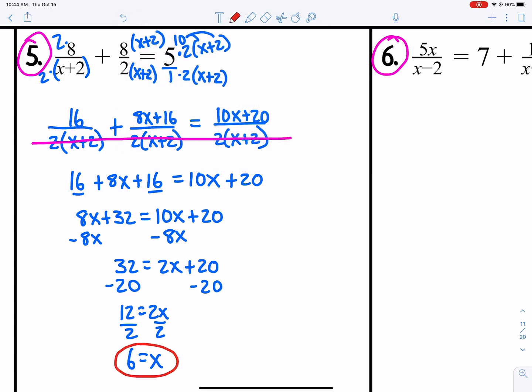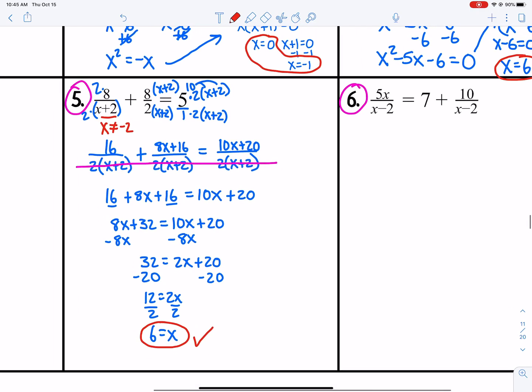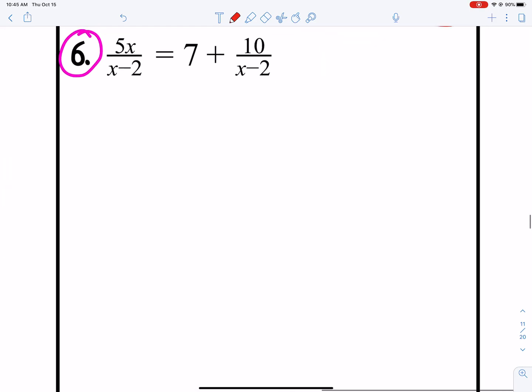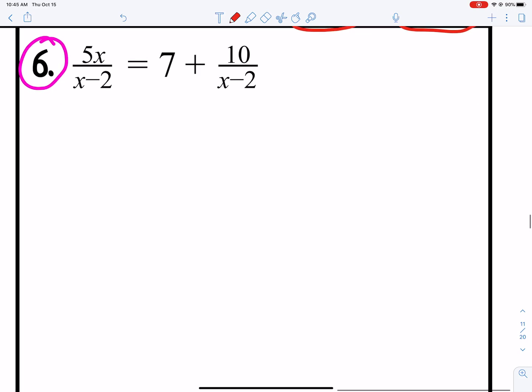Let's check and make sure that would not be extraneous. So in my original problem, I have x plus 2 as a denominator. So x cannot equal negative 2. But that would be the only restricted value, and we didn't get that for our solution, so we're good. We don't have any extraneous solutions. Okay, so for our last example, let's look at number 6.